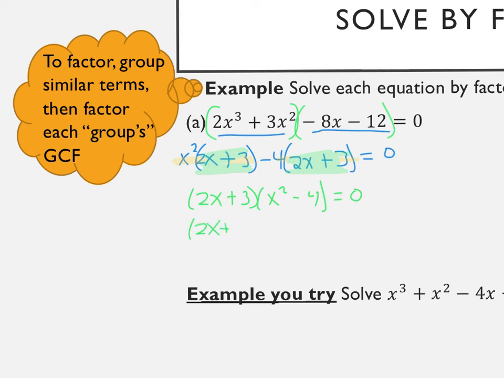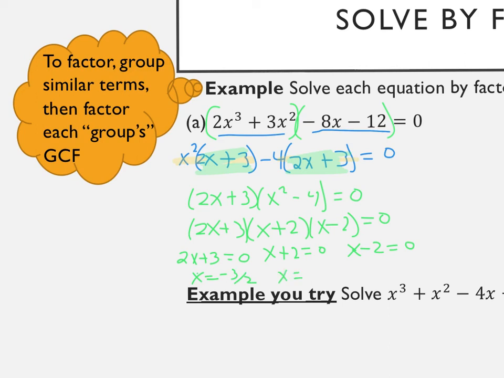So we'll have 2x plus 3, and we know x squared minus 4 is x plus 2 and x minus 2. And now we set each of those factored pieces equal to 0. So notice we have x equals negative 3 halves, x equals negative 2, and x equals positive 2. And we know we're okay because our largest exponent is a 3, and we have 3 solutions.